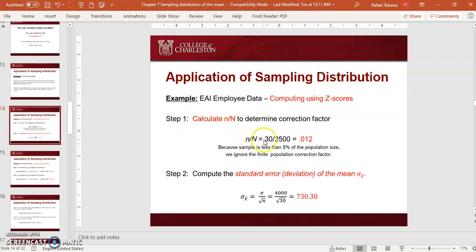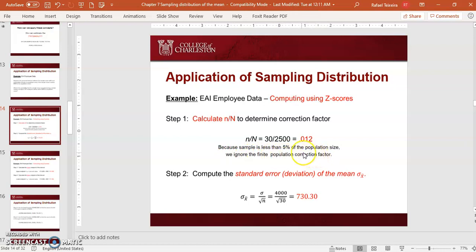Here the sample size is 30, the population size is 2500. If we divide, we get 0.012, which is smaller than 0.05. So we treat this population as infinite, and we can ignore the finite population correction factor.